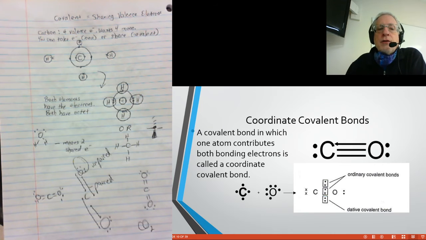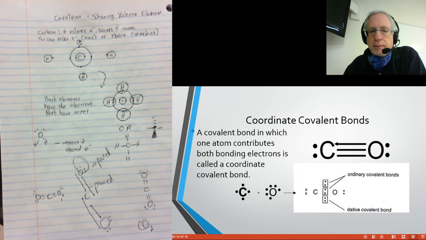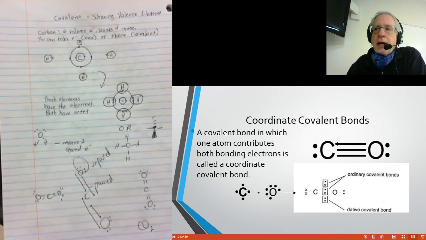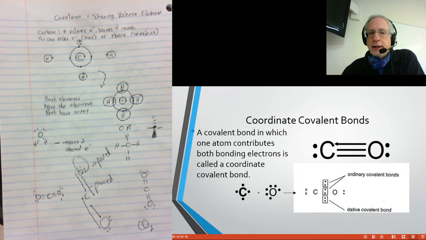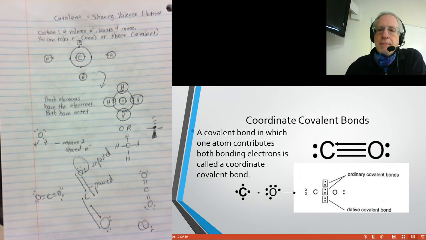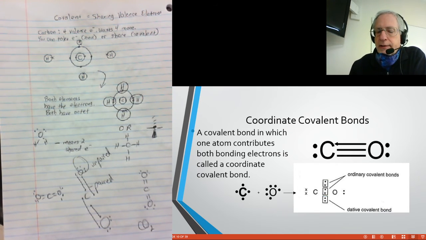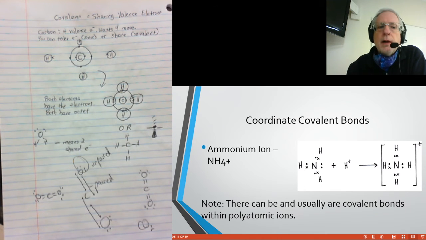Okay? So if you look, the carbon has 4 pairs of electrons, or 8 electrons, and the oxygen has 4 pairs of electrons, or 8 electrons. So sometimes you can get to an octet by sharing unequally. The oxygen is being more giving than the carbon here, but they're both happy with the final arrangement, so it's okay. And that's called a coordinate covalent bond.